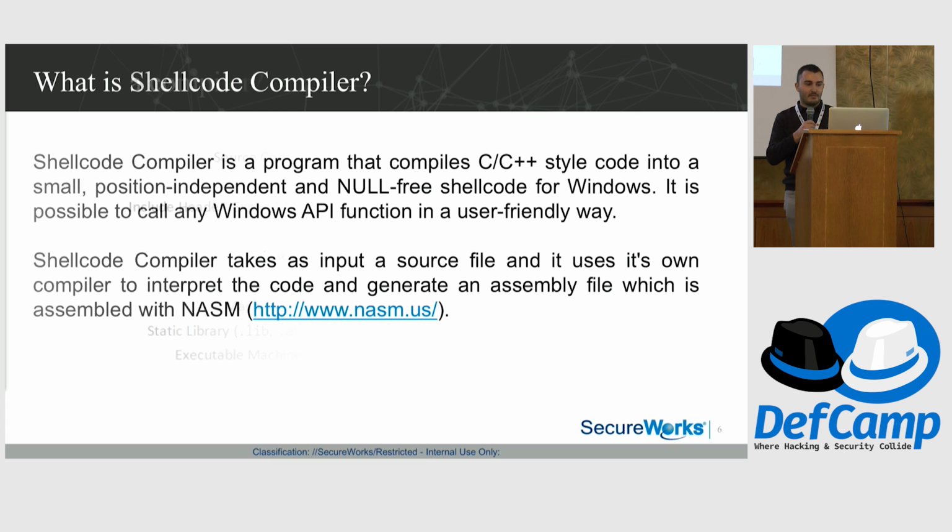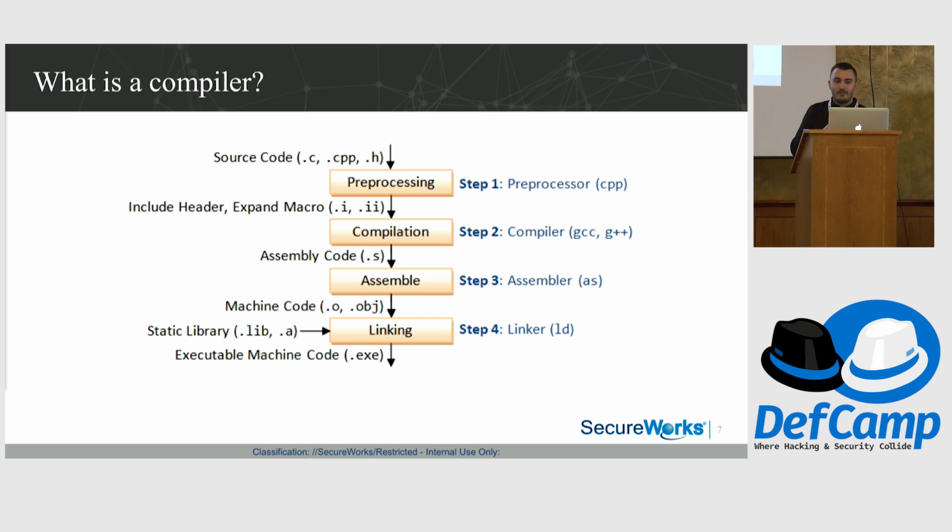NASM assembler. What is a compiler? This is the example for the C++ compiler, GCC for example. This is related more to those of you that know how to write, let's say, some basic hello world program in C.